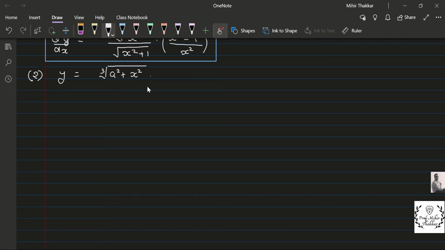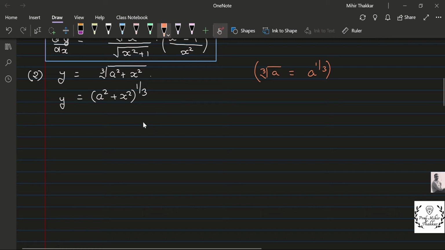So when I come across this kind of question, what I can do is express this cube root as a power. Cube root of a can be written as a to the power 1 upon 3. So in that case, this element can be written as y is equal to a square plus x square to the power 1 by 3. And yes, now I can differentiate this.